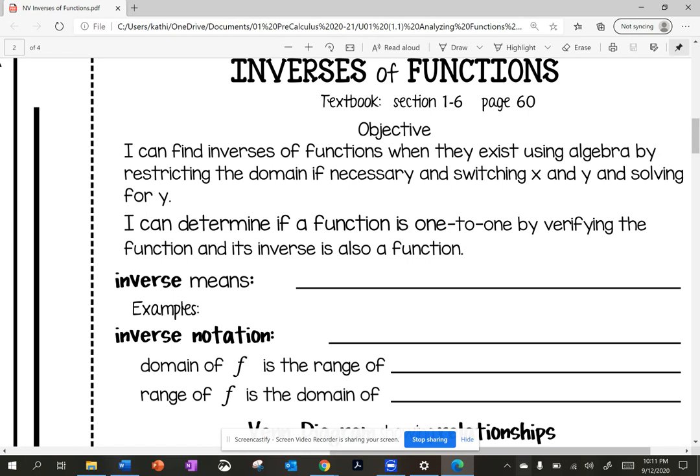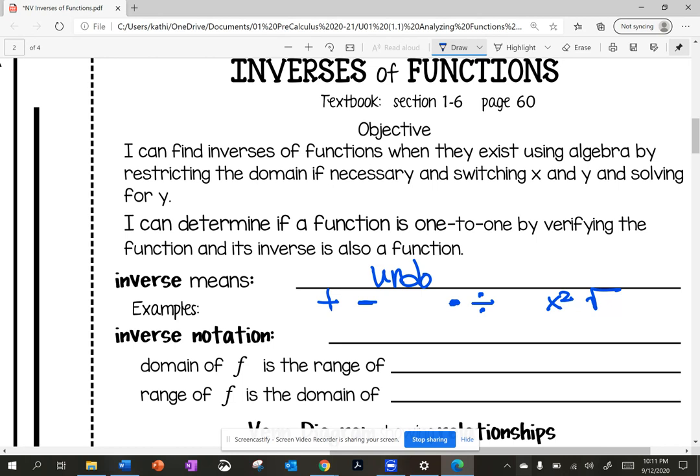So inverse means undo. What do I use to undo something else in math? If I'm adding, to undo adding, I subtract. If I'm multiplying, to undo multiplying, I divide. If I have x squared, to undo squaring, I take the square root. These are a couple examples.